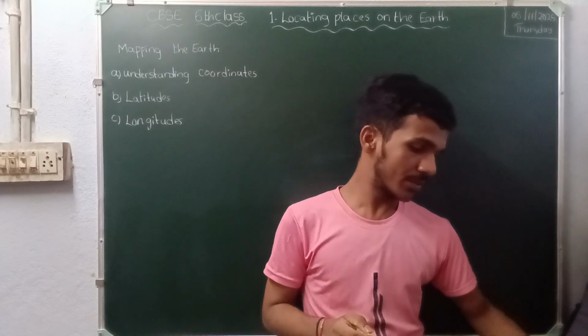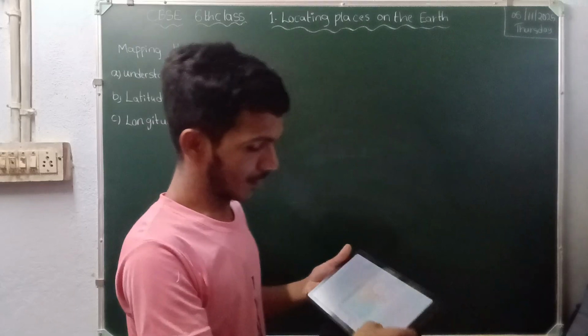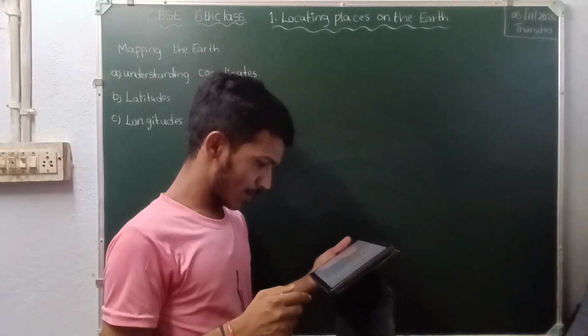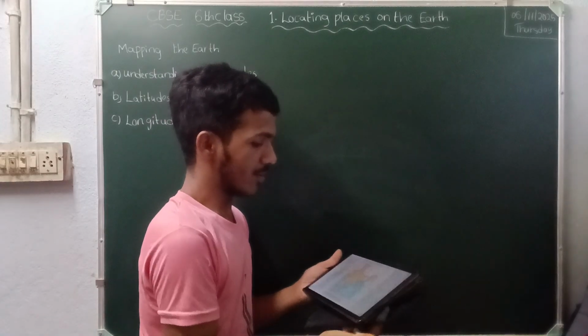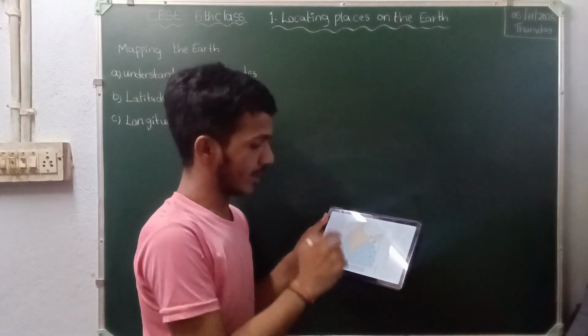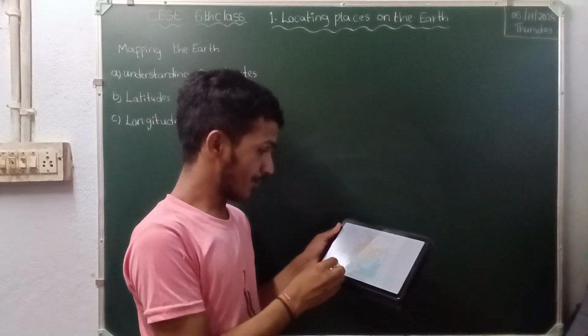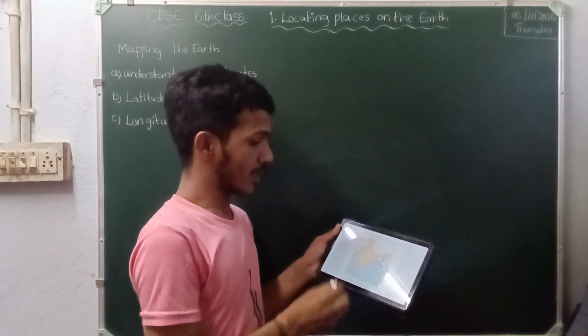If you have any doubts, comment me. This is our map, which was published by the Indian Survey. Our map's longitude location is 17 degrees to 90 degrees, and the latitude location is 10 degrees to 30 degrees.